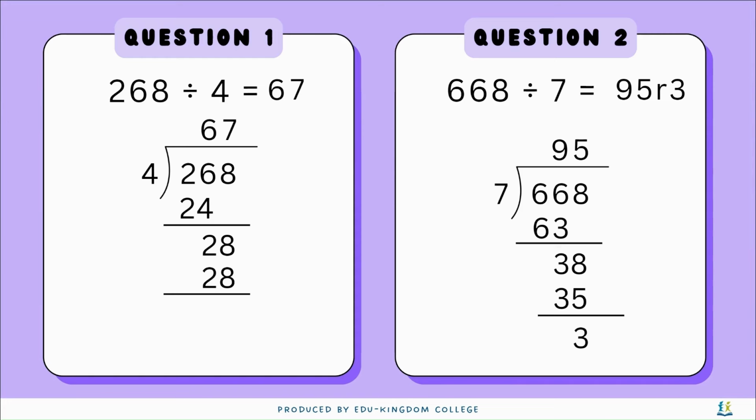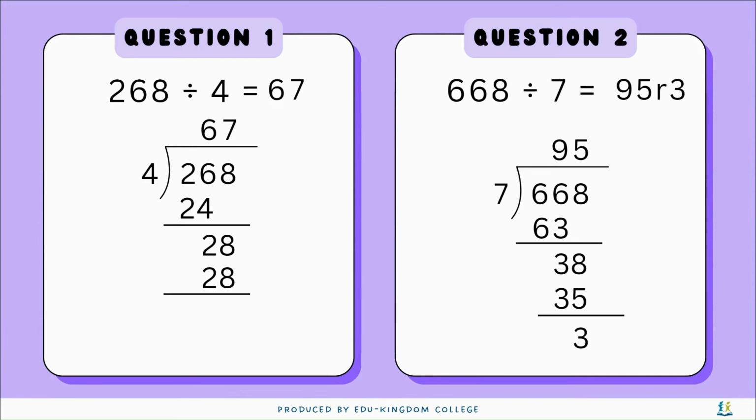268 divided by 4. 2 divided by 4 is just going to give us 0, remainder 2. So we can just go straight to 26 divided by 4, which gives us 6, remainder 2. Drag down the 8. 28 divided by 4 gives 7, therefore the answer is 67 with no remainder.